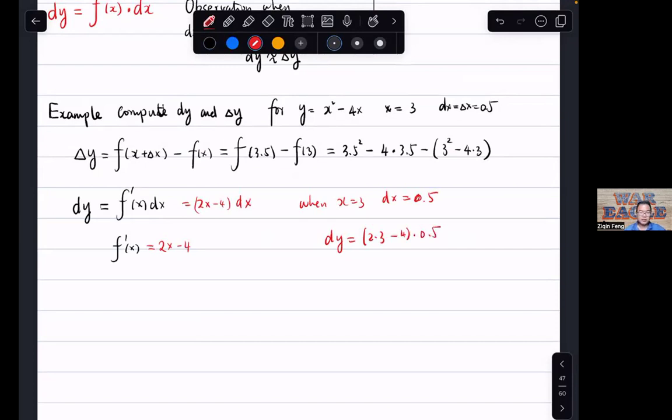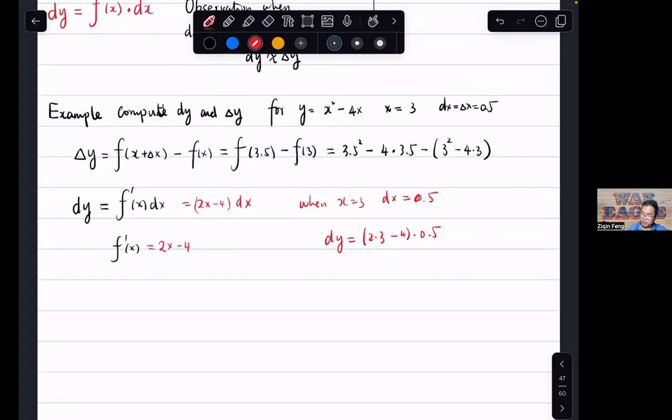Right. So this is 1. So the actual change, this is a good approximation for the actual change of y value when x is changing from 3 to 3.5. Okay, I can see that this differential definition for sure comes from the same observation as a linear approximation, right?